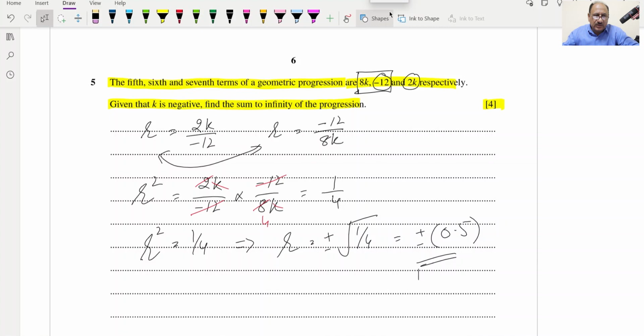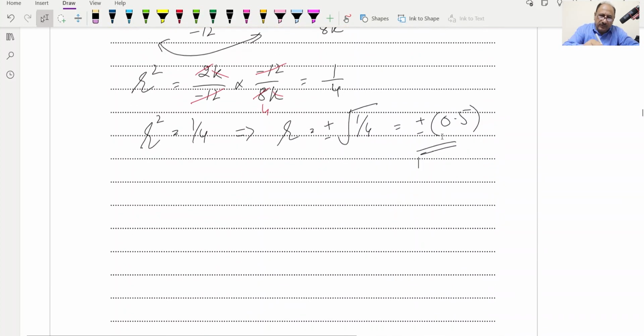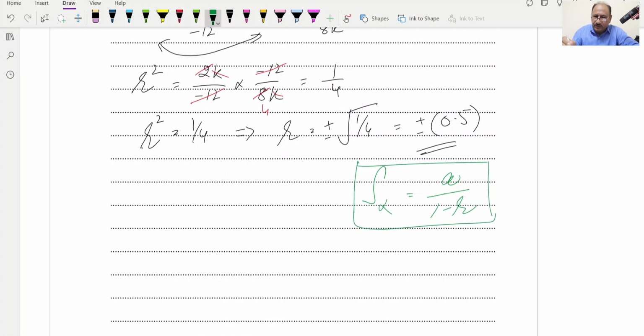Now we can check for this A value. We need to find the sum of infinity of the progression. For the sum up to infinity formula, if we write first for the sum of infinity terms, this is equal to a over 1 minus r. So if we can find the A value, we will be putting it in this formula and we will be getting S infinity easily.